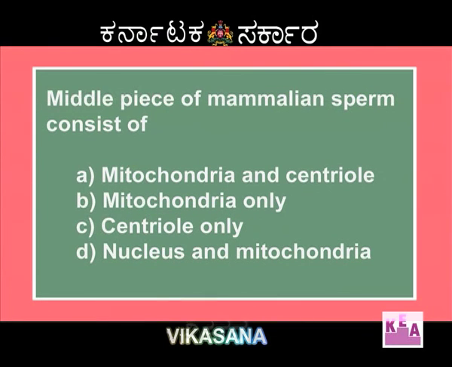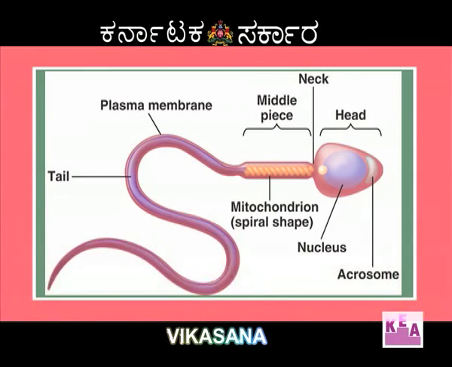So, proceed to the next question. The middle piece of mammalian sperm consists of: option A, mitochondria and centriole; option B, mitochondria only; option C, centriole only; option D, nucleus and mitochondria. So, dear students, if you look into the ultrastructure of the mammalian sperm, structurally it consists of four parts: head, neck, middle piece and tail.